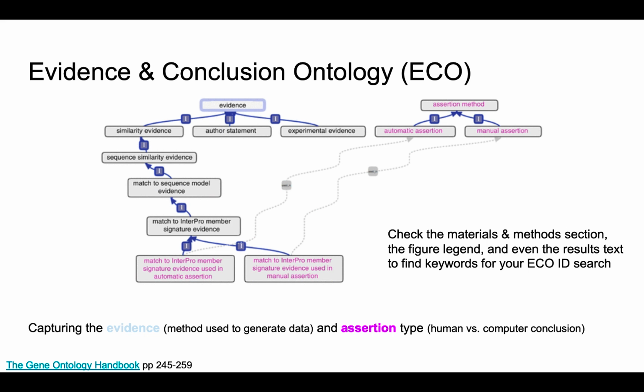So now ECO is another way of standardizing the way that we capture the evidence that was used to make the claim about the protein. And that's why it's called the Evidence and Conclusion Ontology. And it has two branches that come together. And first is the kind of evidence that was used. And that means either similarity evidence, meaning a bioinformatic type thing, author's statement, somebody said so, or experimental evidence. In this class, we're only using experimental evidence to make claims, or to annotate claims. And then the other branch is the method that the assertion was made by.